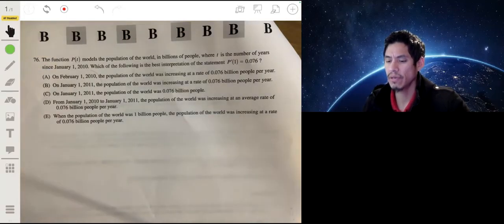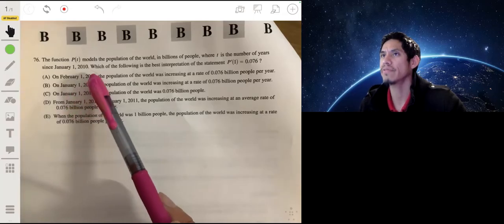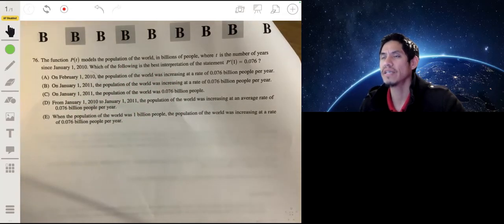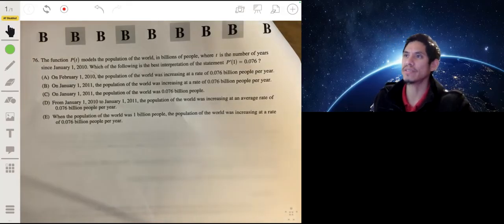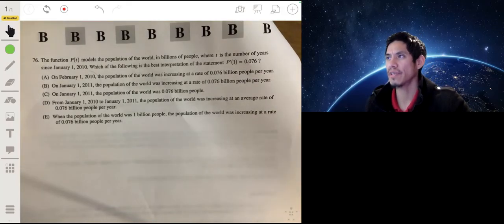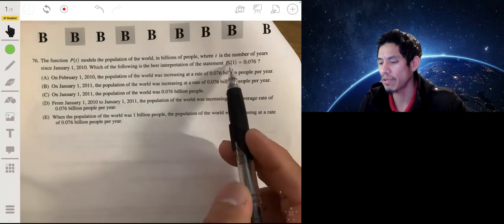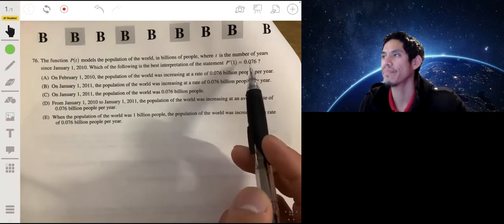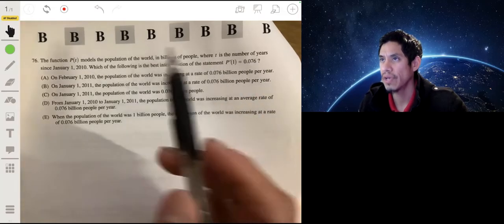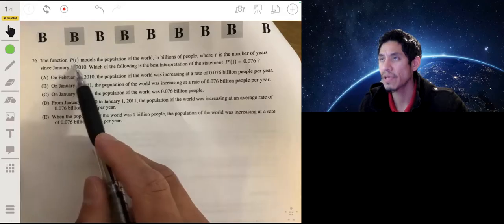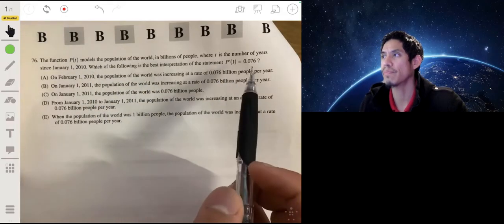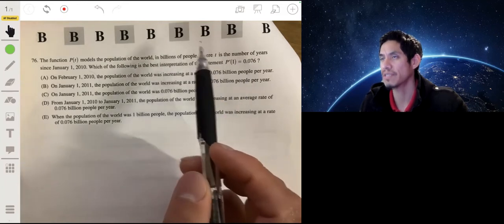All right, so the function P of t models the population of the world in billions of people, where t is the number of years since January 1, 2010. Which of the following is the best interpretation of the statement P prime of 1 equals 0.076?